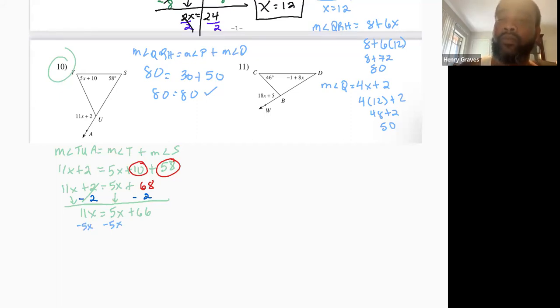So divide both sides by the common term, which is 6. Goes away. So x is 11, and I'm done.